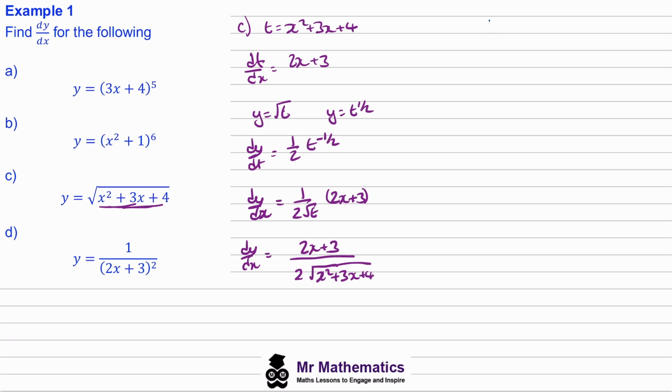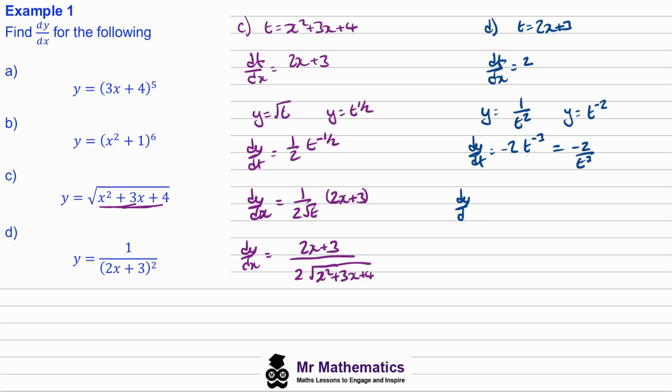Okay? For question D, now we need to let t equal this 2x plus 3. So dt by dx will just be 2. And y will become 1 over t squared. But because we want to differentiate this, I'm going to write it as a power. So we'll have t to the negative 2. So dy by dt will be negative 2 t to the negative 3. And I'm going to write this as a fraction. So we'll have negative 2 over t cubed.